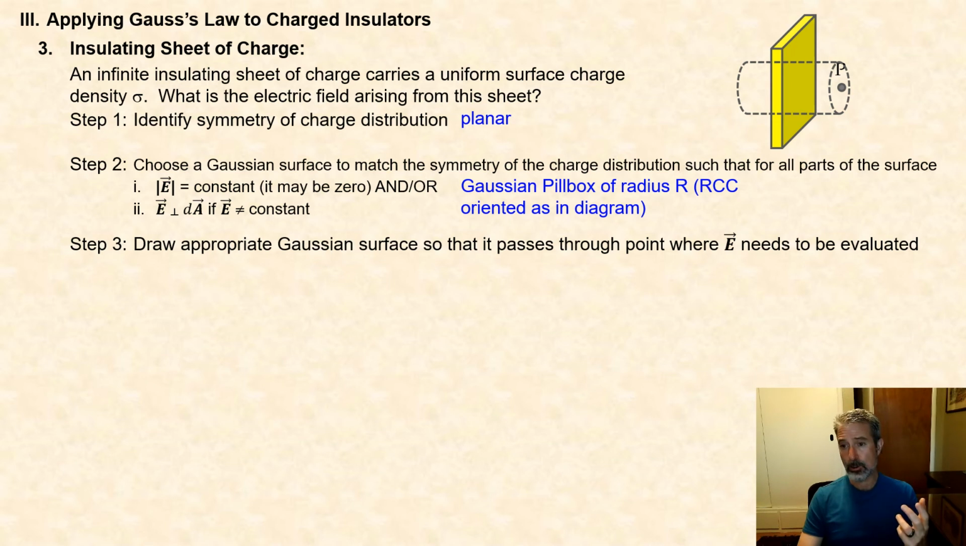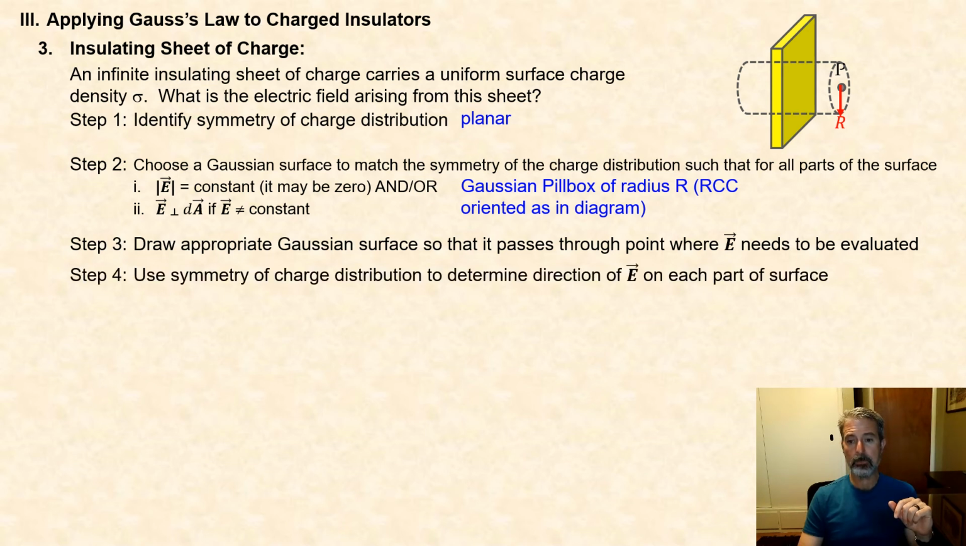Okay, and that cylinder, we say, has a radius r. It could have any length we want. So we'll show the radius here.